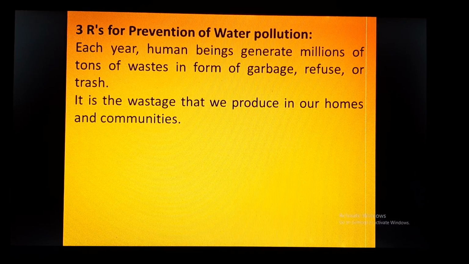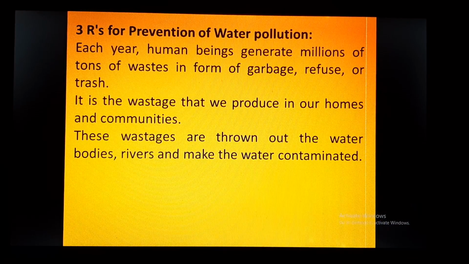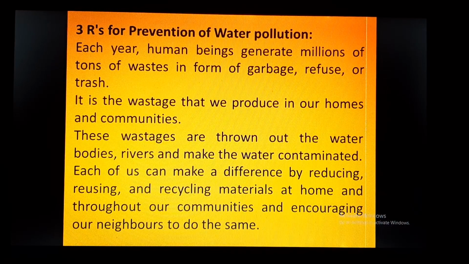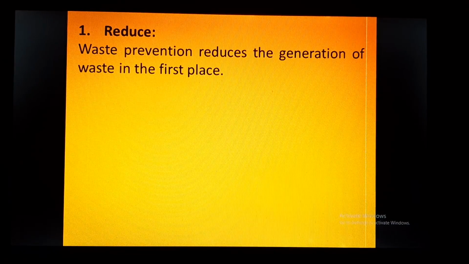So if we reduce the things used by us, there will be less garbage, there will be less trash, and that waste will not be thrown into the river and it will not make the water contaminated. So each one of us should reduce our requirements. Then whatever we have, we should reuse, and if it cannot be reused, it should be given to recycling.